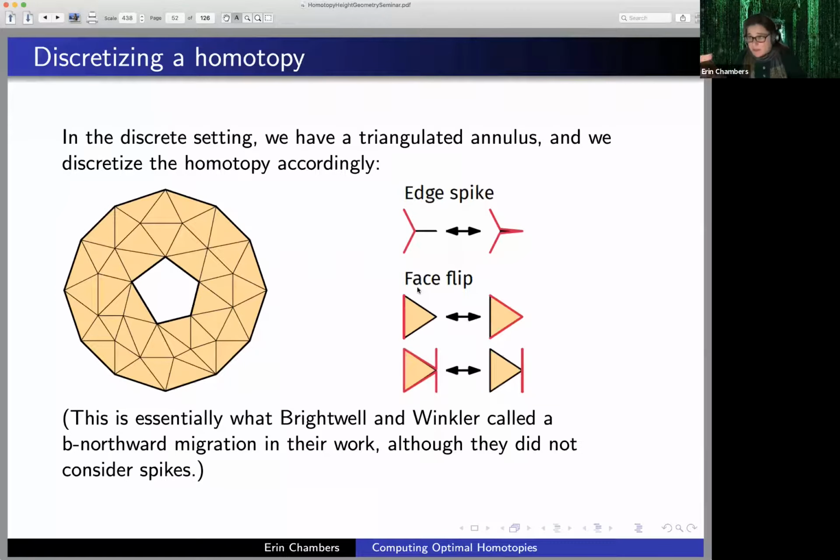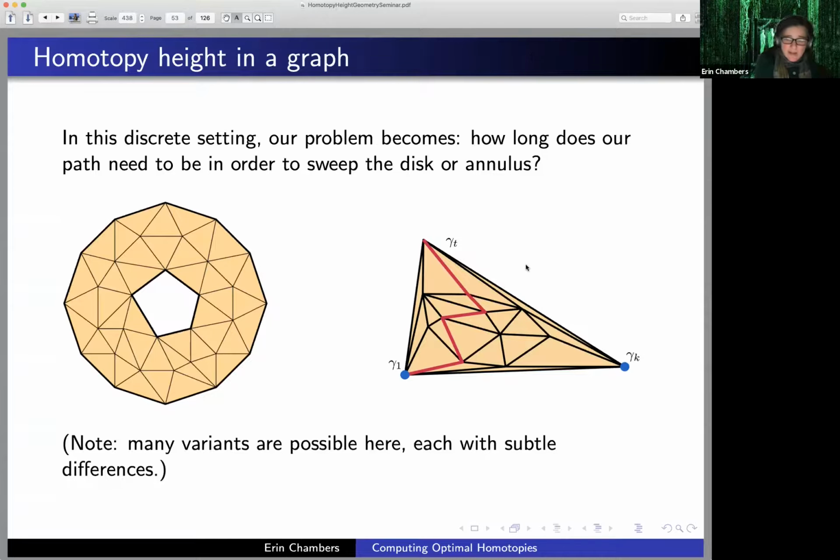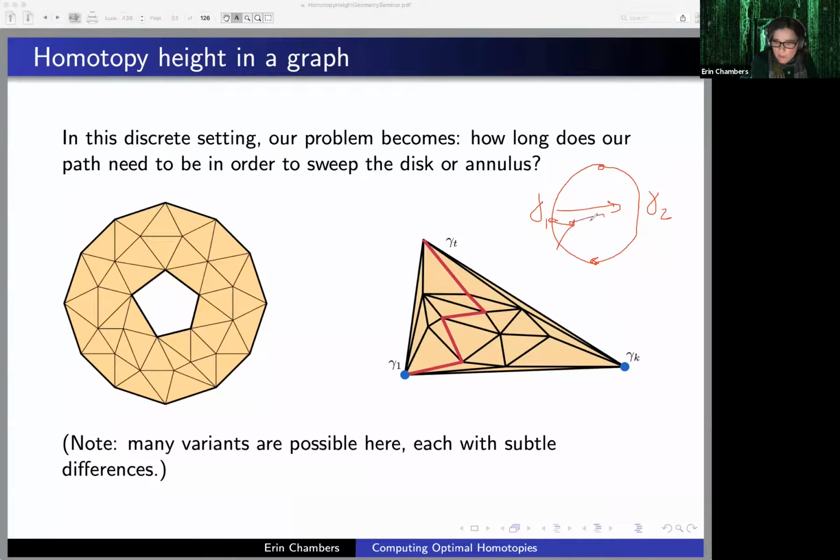I used to draw the picture a little bit differently, if I can annotate, where I would say, okay, imagine you're given the boundary of a disk with gamma 1 and gamma 2, and the goal is to sweep, right? Move across intermediate face flips or edge spikes and end up at the other curve. This is actually the version of it I started with, was going from one side to the other. So that's more like this in a triangulated version. But the annulus one is closer to the Riemannian work.